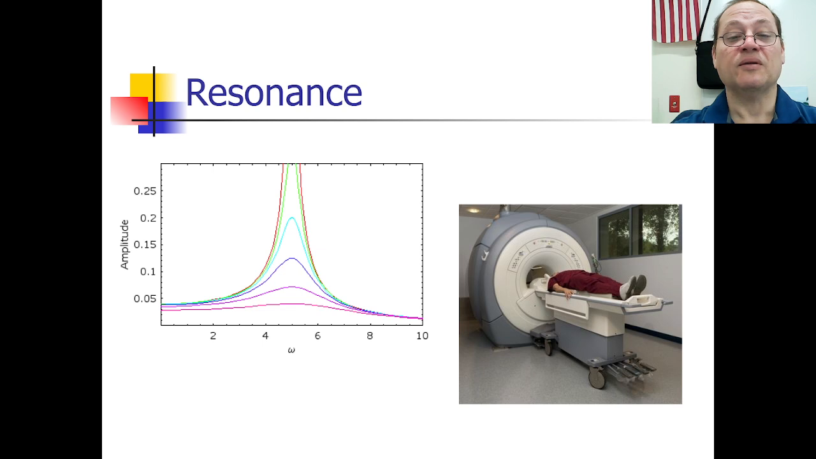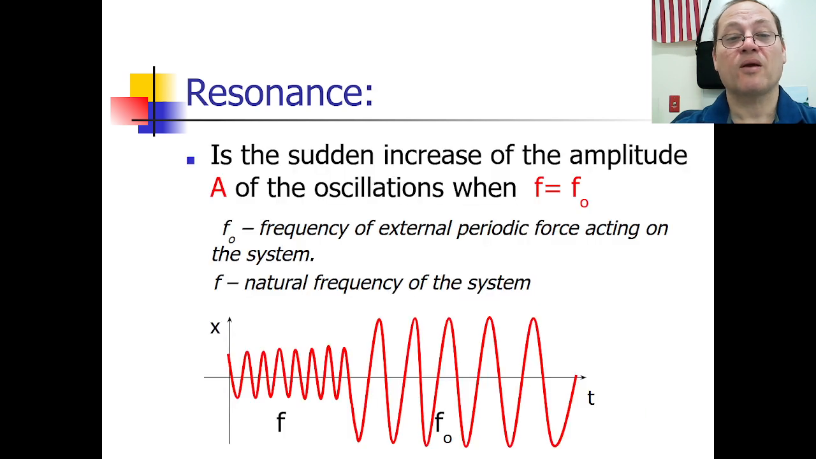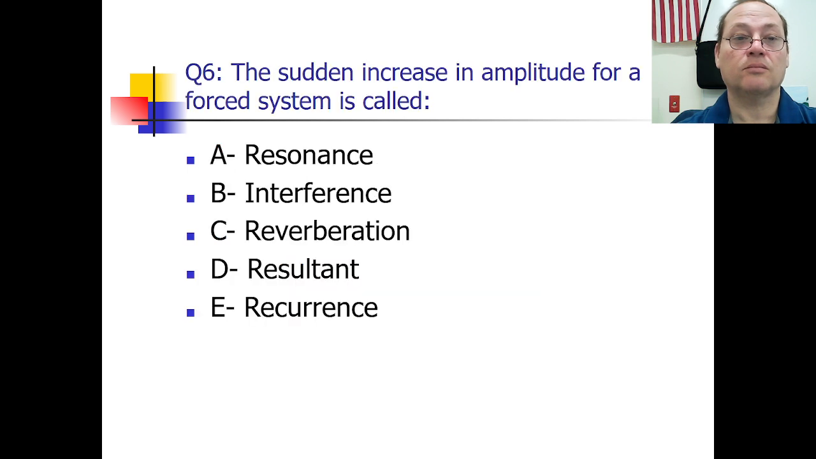Resonance happens when the amplitude of the oscillations dramatically increases when you have a periodic force acting on the system. It is defined as the sudden increase of the amplitude, A, of the oscillations when the frequency of the system matches the frequency of the external force. Question number 6. The sudden increase in amplitude for a forced system is called? You tell me.